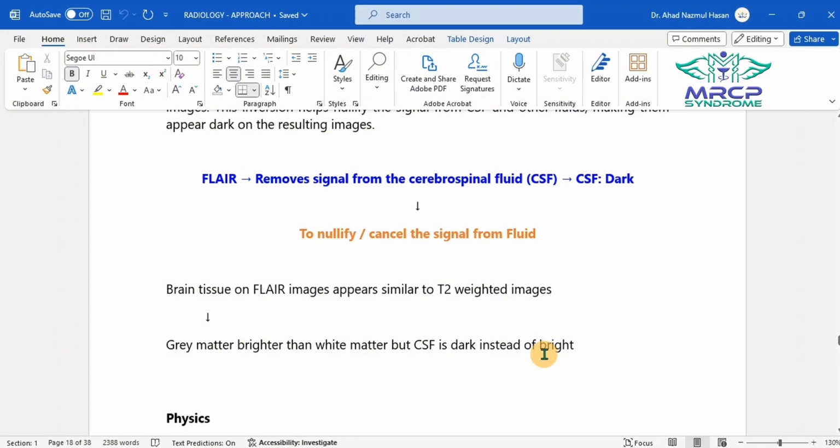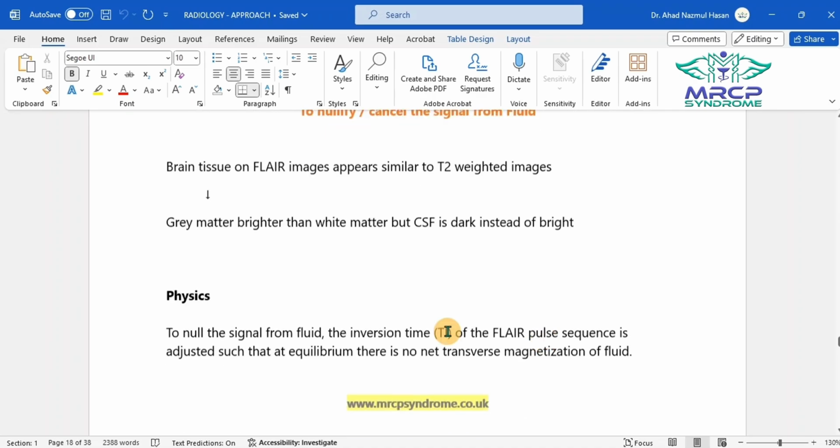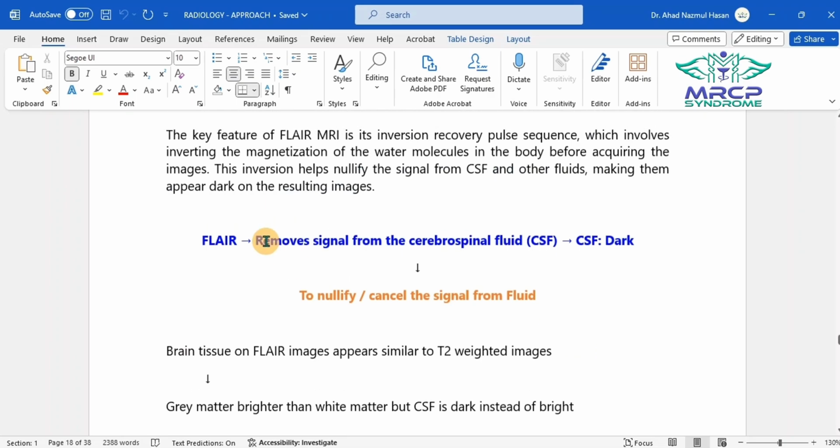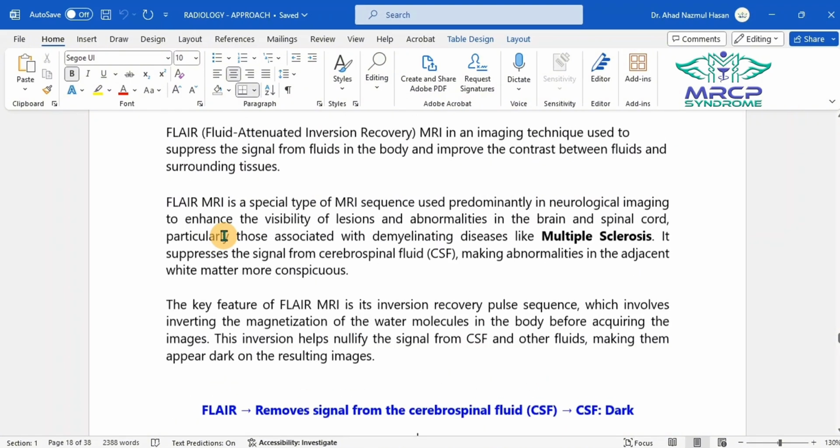So the CSF would be dark in case of T1 and in case of FLAIR image, and the CSF would be bright in case of T2. And the physics behind the FLAIR image is to null or cancel the signal from the fluid. The inversion time TI of the FLAIR pulse sequence is adjusted such that at equilibrium there is no net transverse magnetization of the fluid. So just remember this line: in case of FLAIR, the signal is removed from the fluid. So fluid will appear dark in the FLAIR sequence.